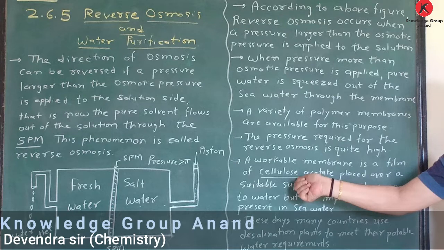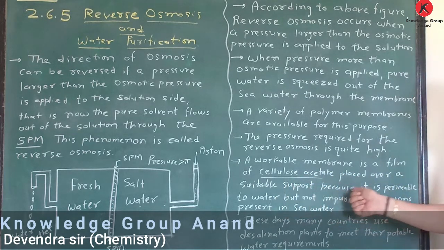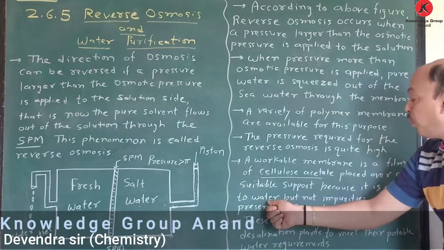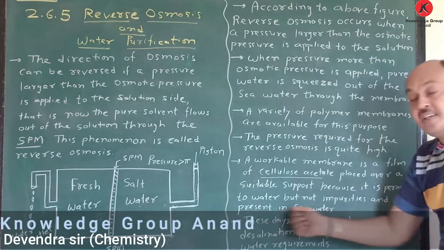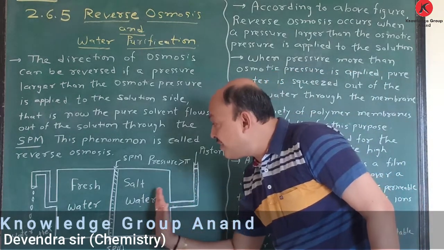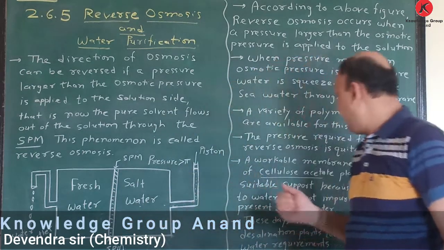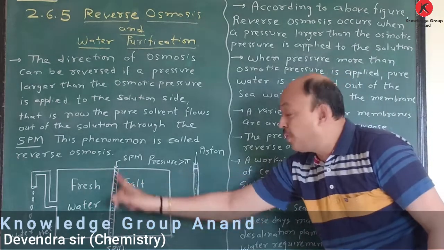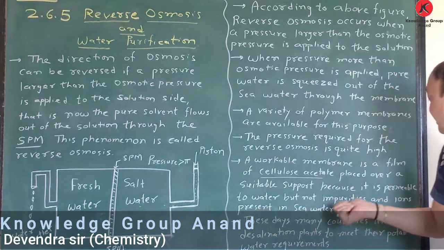Remember, this is very important: it is placed over a suitable support because it is permeable to water but not to impurities and ions present in seawater. That means the solvent passes through, but different types of impurities cannot pass because these holes or pores are very small.